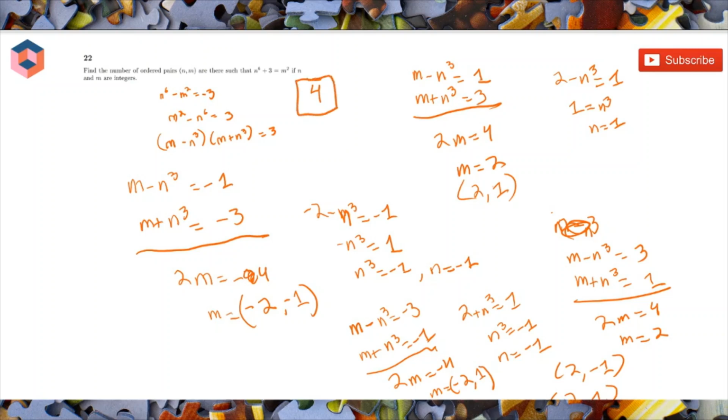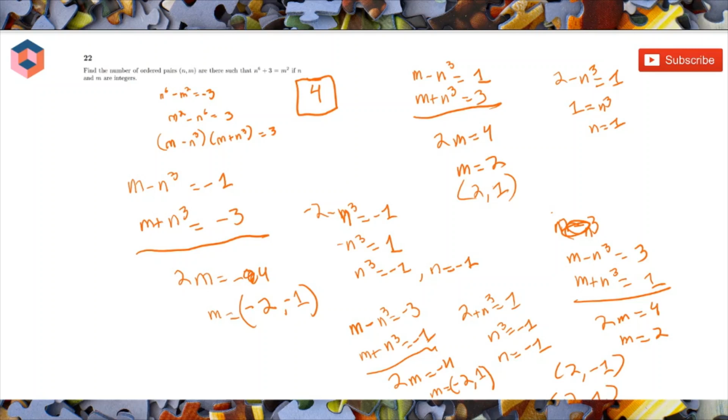Okay, but now that we think about it, we know that there could have been a maximum of 4 answers once we got our Diophantine equation, because 3 only has 4 factors. And look at that. All the powers in the original equation, n to the power of 6 plus 3 is equal to m squared, are even. So if n is some positive integer, it could also be the negative counterpart of that integer, and when you square it, you would still get the same answer.